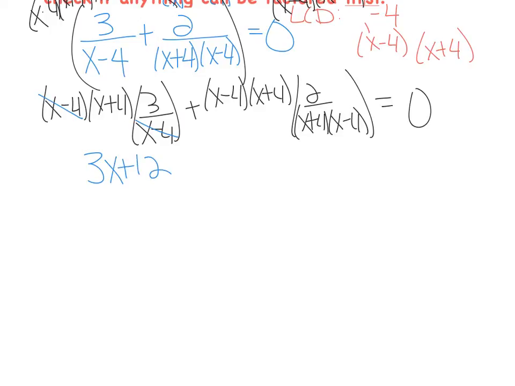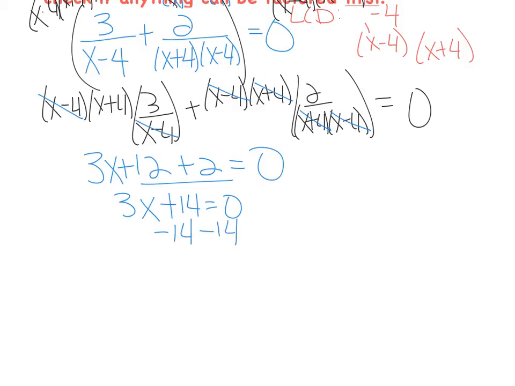For this second fraction here, if I look at my denominator, the x plus 4's cancel out, the x minus 4's cancel out. Since both of those cancel out, I'm just left with plus 2, and on the right-hand side I have 0. Notice, once again, just like before, I have no more fractions, so I can go ahead and solve. So I have 3x plus 14 equals 0.